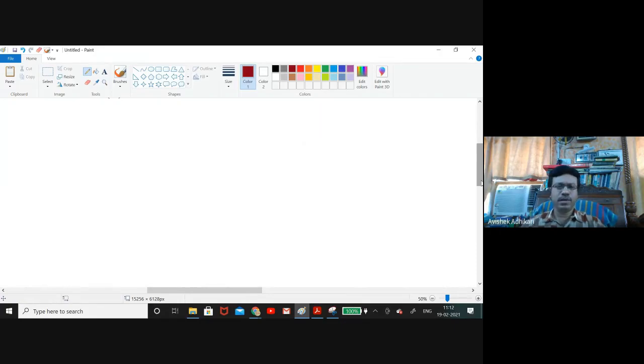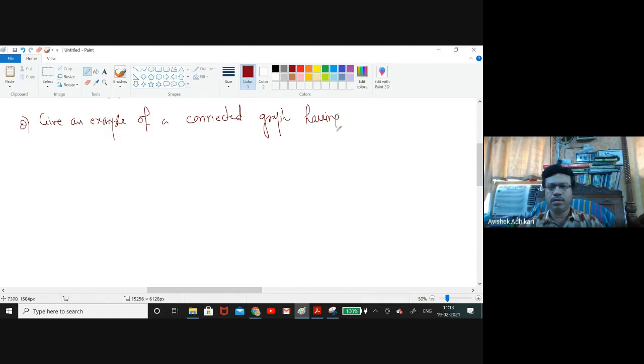Is the question clear? So the question is, give an example of a connected graph having no Hamiltonian circuit. Is the question clear? Can you give an example of a graph which does not have a Hamiltonian circuit?